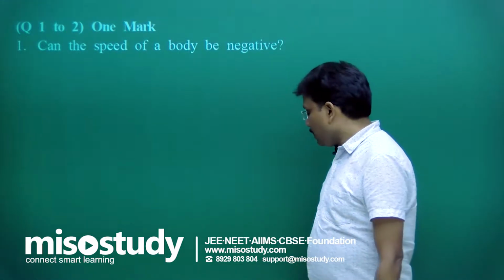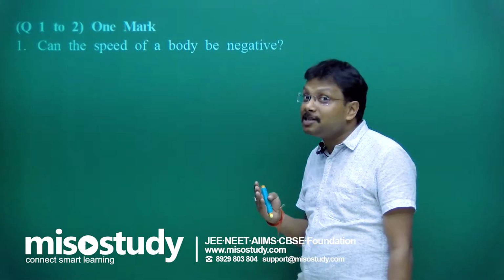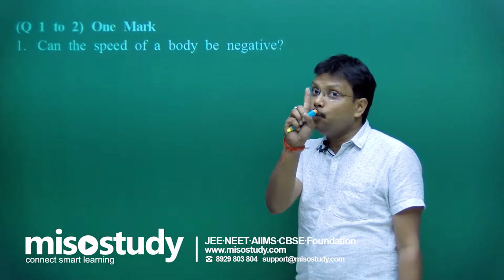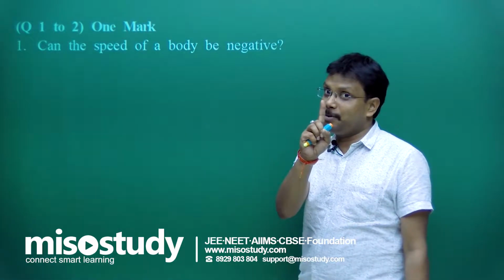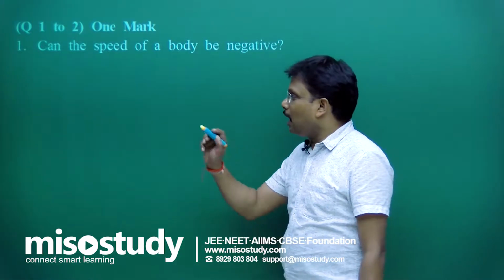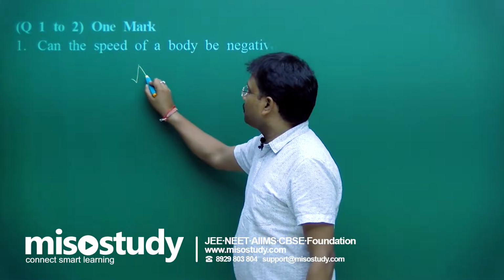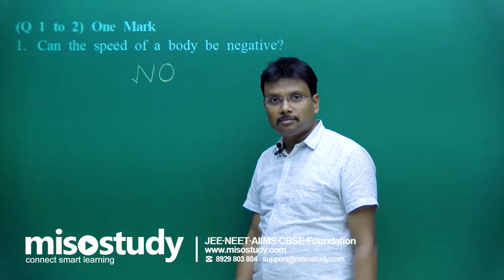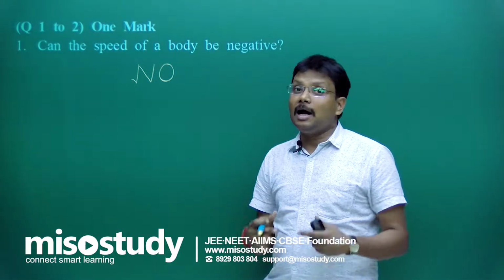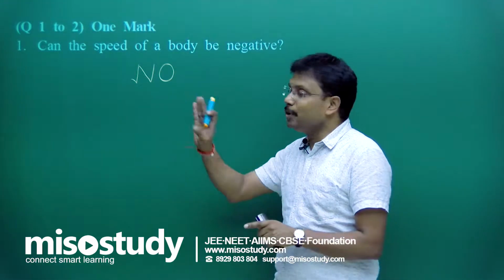Fine. So here comes your first question, and as you know, the topic is straight line motion. So the first question is a very simple fundamental question, only one line you have, one word you have to mention. Can the speed of a body be negative? The answer you should write down in your answer sheet, that is no. Simple, no, nothing else, nothing more. Now I will elaborate why it cannot be, but in the examination hall you need not.